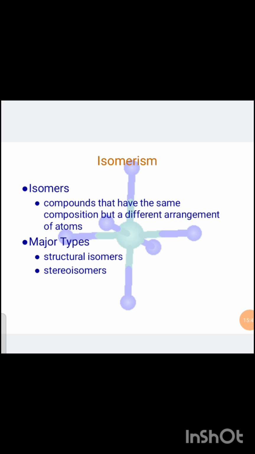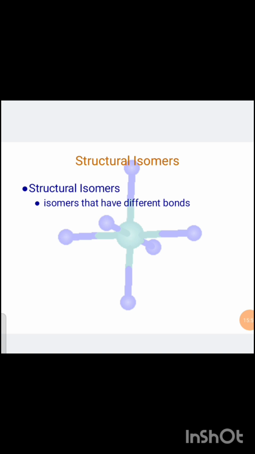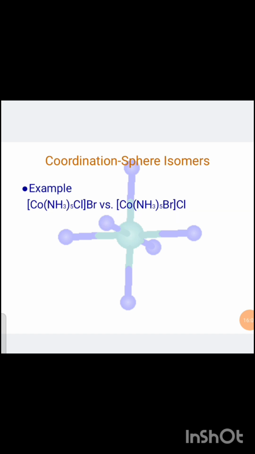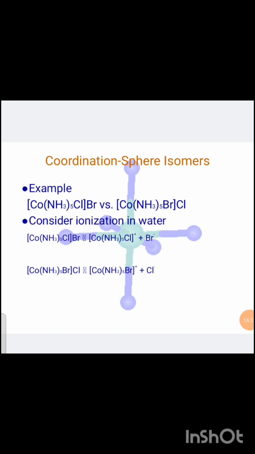Next is isomerism. Isomers are compounds that have the same composition but a different arrangement of atoms. The major types are structural and stereo. Structural isomers have different bonds. In coordination sphere isomers, the ligand is bonded to the metal in the complex as opposed to being outside the coordination sphere. In this, ligands are interchanged with each other, and two different complex ions are formed. This is one type of isomerism.